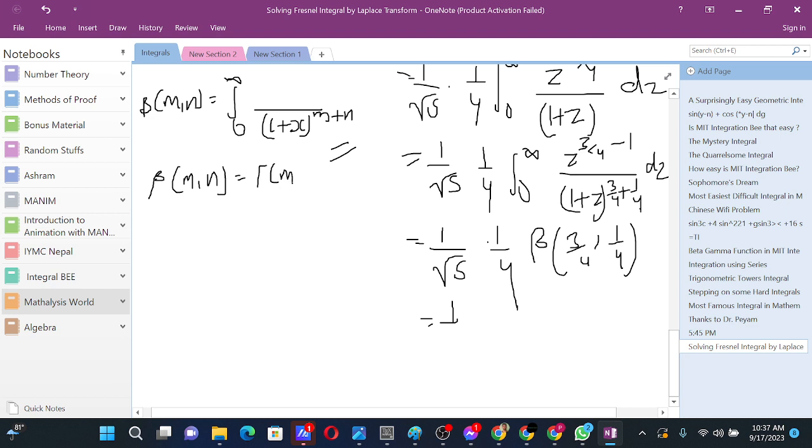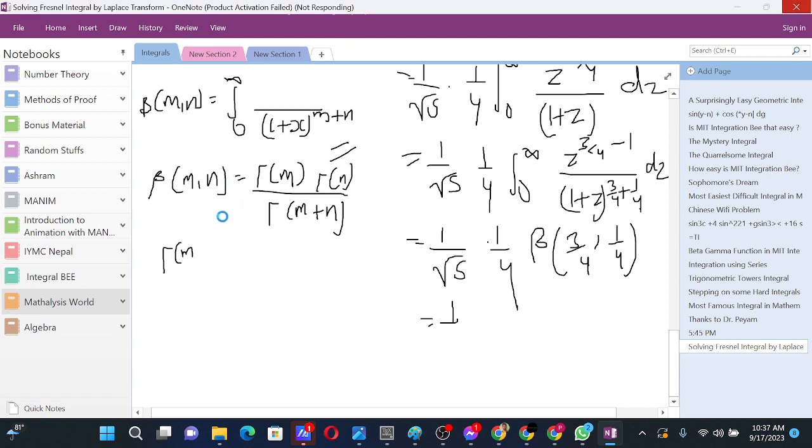Now to evaluate this, we need to know that beta of m comma n is just gamma m gamma n by gamma m plus n, and gamma of m is just m minus 1 factorial, and for fractions we need to evaluate it by some special means. Is it working? I'm extremely sorry, it's not responding. Let's just wait for a few seconds.